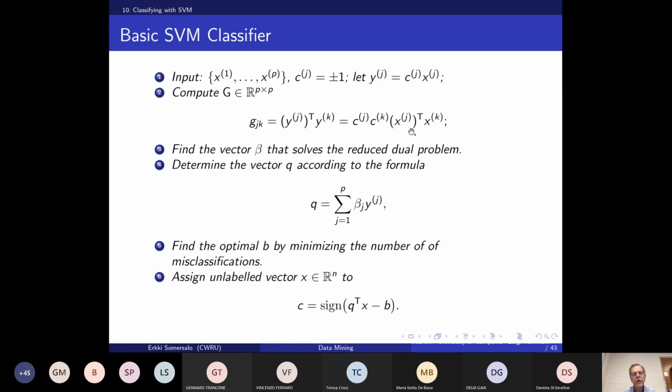All you need to know is how to calculate inner products. The definition of G depends on the inner product of the data points, xj transpose xk. Then the classifier C depends on an inner product of Q and X. So basically, if you have a way to calculate inner products, keep that in mind, you will be able to write this SVM classifier. It depends only on a very simple idea of inner products. The only thing that you need really to calculate is the optimization of beta.